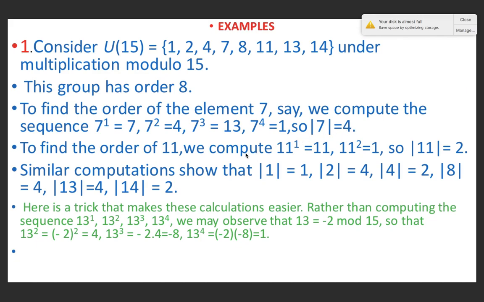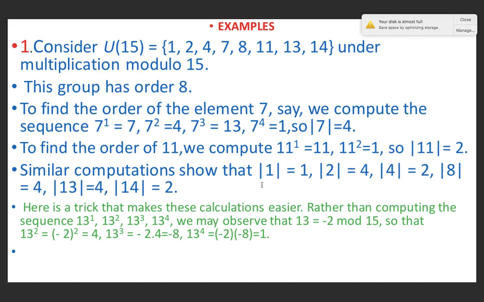Similarly, we can find the order of other elements. Let's check the order of 11 also, so that you understand how to find the order of an element under multiplication modulo 15. First is 11 raised to power 1, which is 11. If we divide it by 15, the remainder is 11. 11 squared is 121. If you divide by 15, the remainder will be 1. So we have reached 1, the identity element. So 11 squared is 1. Therefore, we can write that the order of 11 is 2.